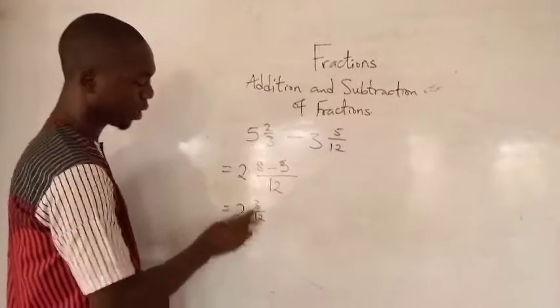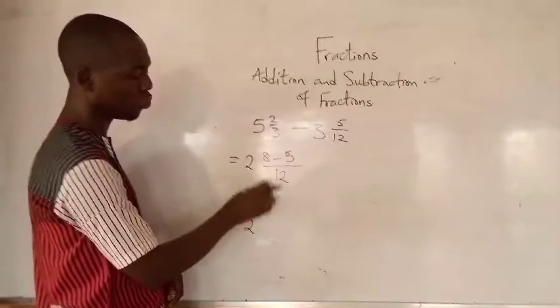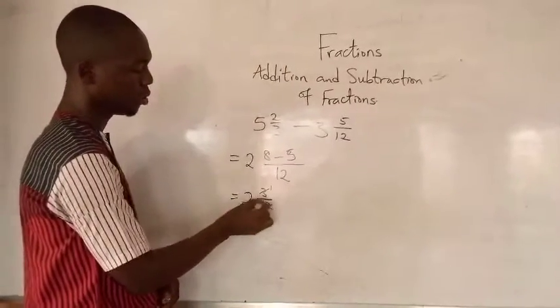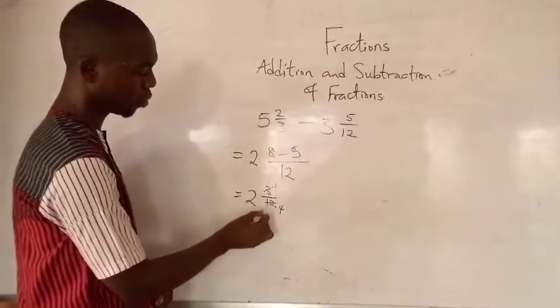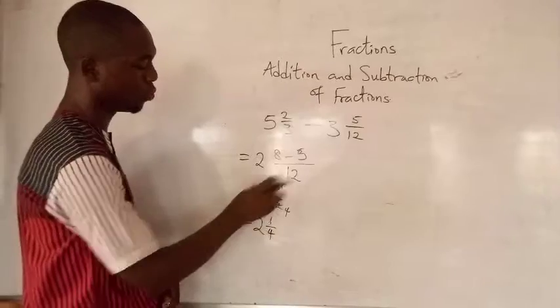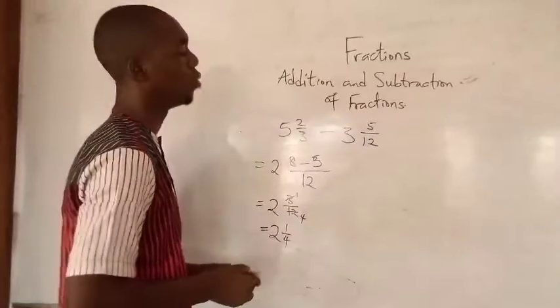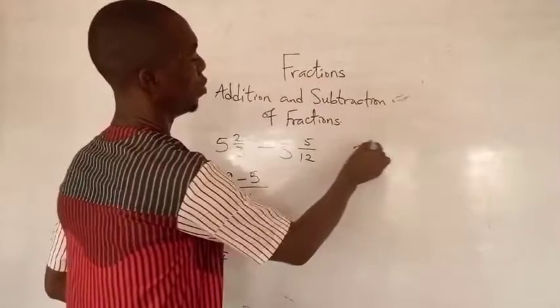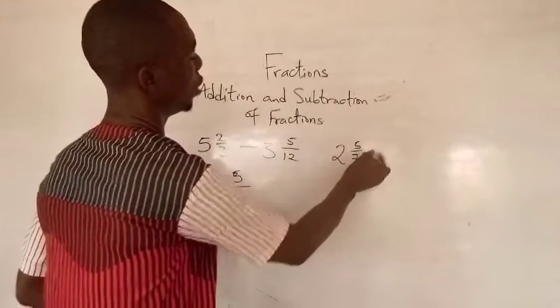We can't leave this like this because 3 and 12 have something in common. If you check, 3 can divide 3, 1. 3 can divide 12, 4. So our final answer will be 2 whole number 1/4. So let's take an example on addition.